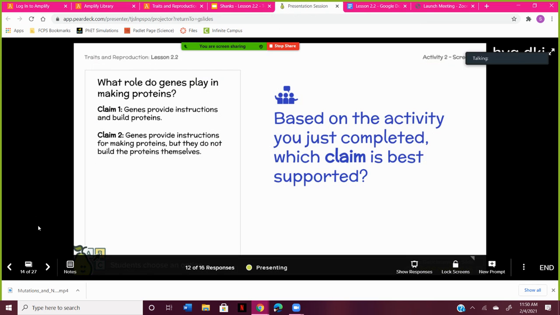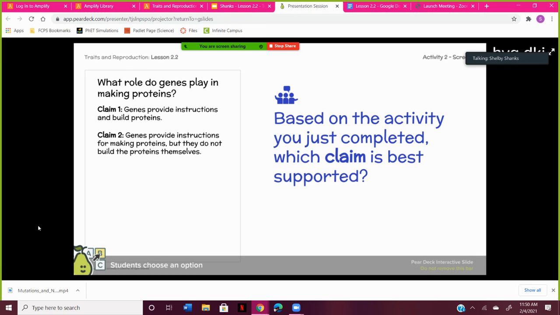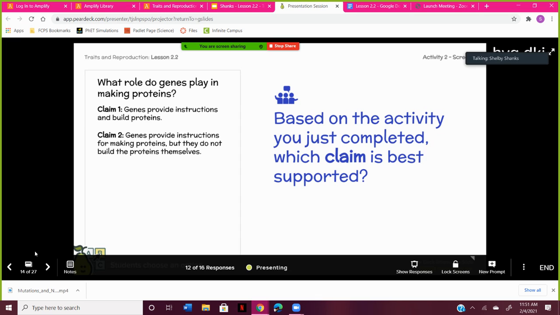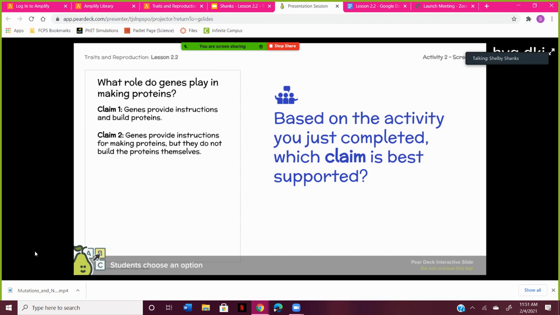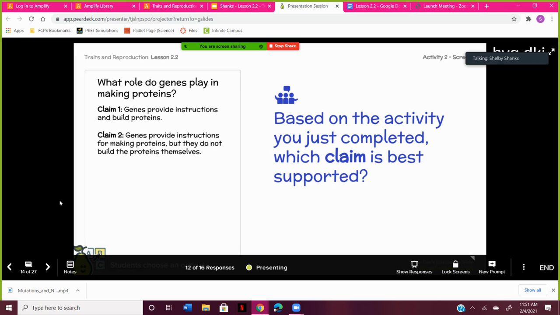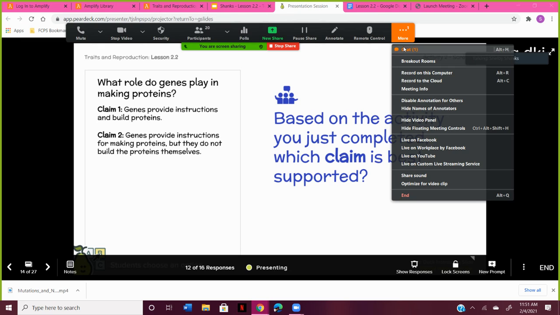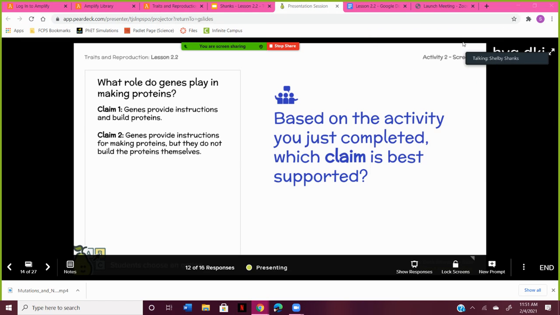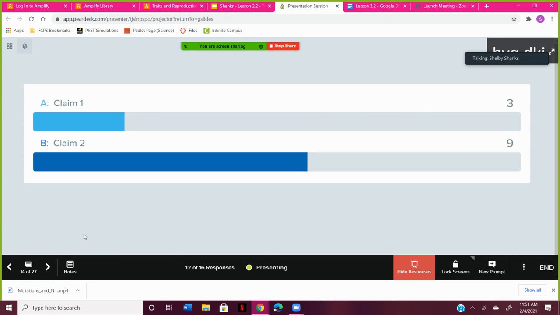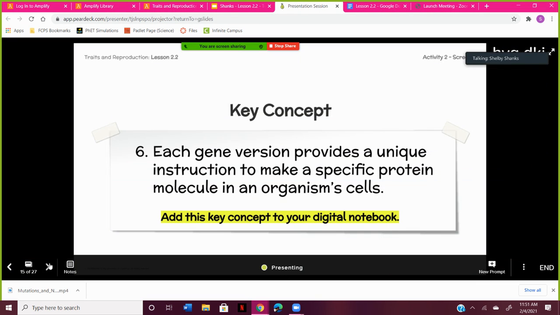And it gets into depth a little bit more as to why that is. We're not really going to look at that too much unless it comes up in the next chapter. It's called translation and transcription, and it has to do with mRNA, and it goes into a lot of detail, but we're not going to do that right now. So hopefully you guys picked the correct claim. Most of us have picked claim 2, and you would be correct.